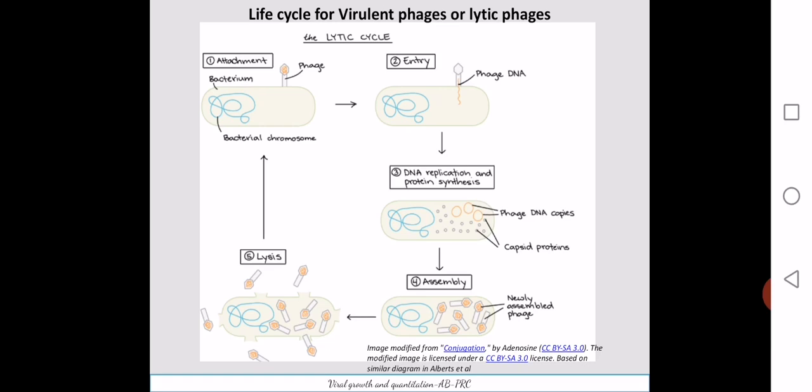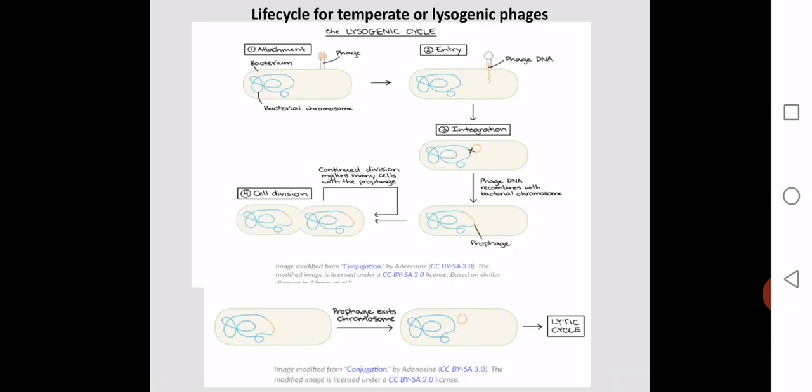So this is the pathway in detail, the lytic phase or the lytic cycle. These viruses are otherwise also called virulent phages. You can see the mechanism. And this is the lysogenic phase, otherwise called the temperate phase. In this temperate phase, you can see in the lower part of the diagram, when the prophage exits from the chromosome, they will turn into the lytic cycle. So this is about viral replication in brief.